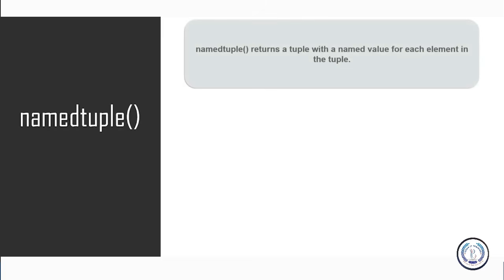So let's take a look at namedtuple, guys. What exactly is namedtuple? Namedtuple returns a tuple with a named entry, which means there will be a name assigned to each value inside a tuple.